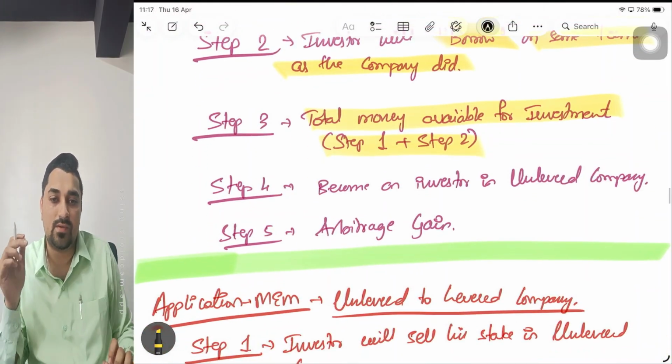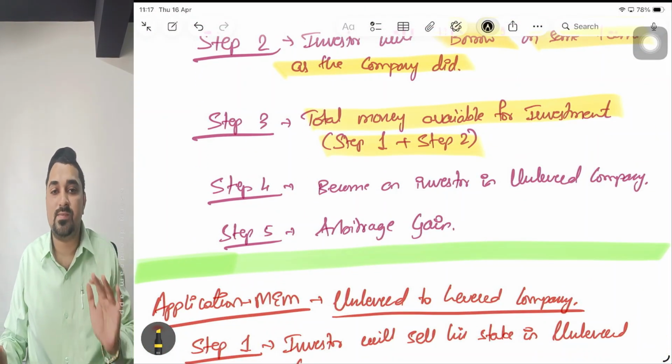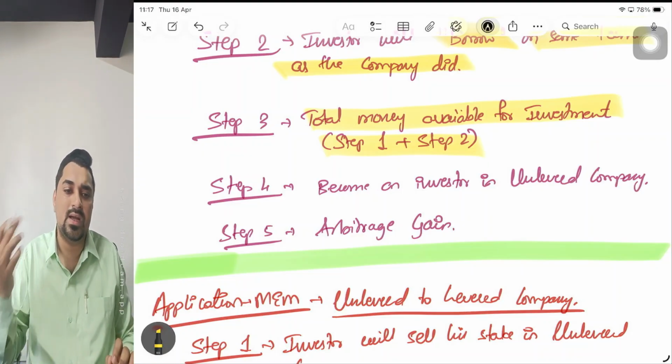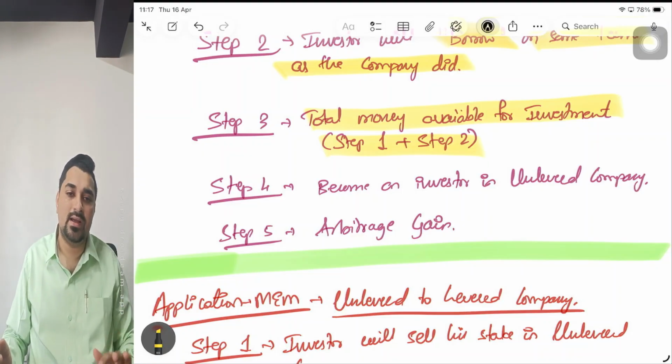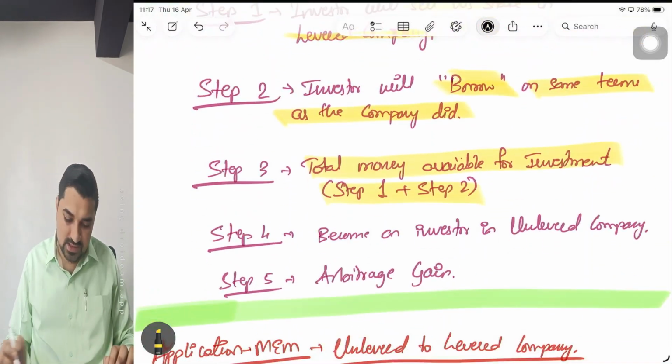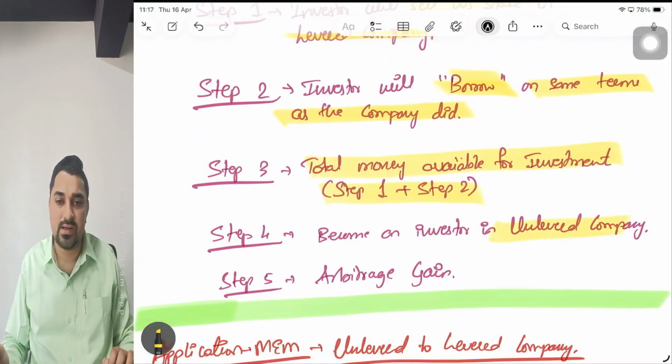Now coming to step number 4. What will I do with this money? With this money, I'll become an investor of the unlevered company. Sir, how many shares will you buy? Exactly the same shares. If I was a 10% shareholder, I'll buy 10% shares. So I'll become a shareholder in the unlevered company.